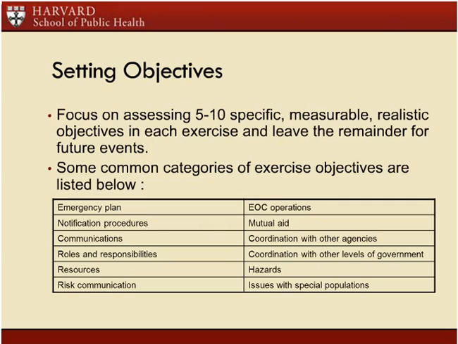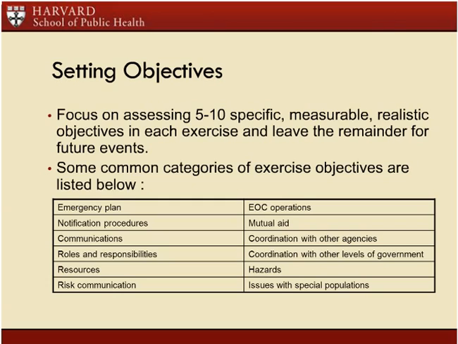So when you're setting objectives, to avoid competing objectives, as we talked about in the last slide, you really should limit yourself to about 5, certainly no more than 10, specific, measurable, realistic objectives for each exercise. Objectives should be as specific as possible. Simply "improve our plan" is not an appropriate objective.